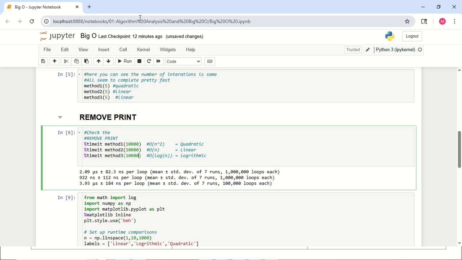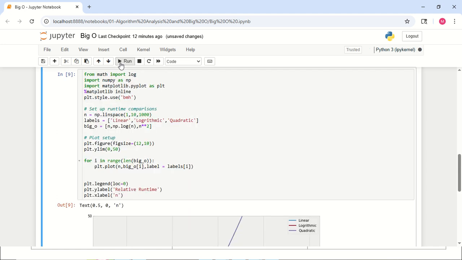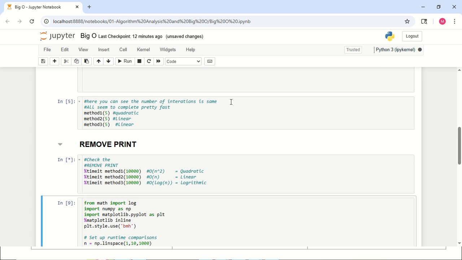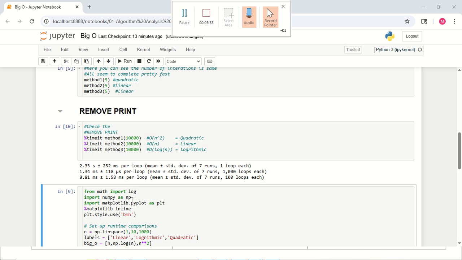I'm going to run that and see what happens if we can see the difference there. I'm going to pause for a moment. Okay, so as you can see here, when the numbers are really large, the logarithmic outperformed all the other algorithms.